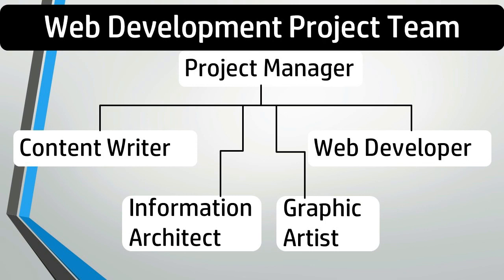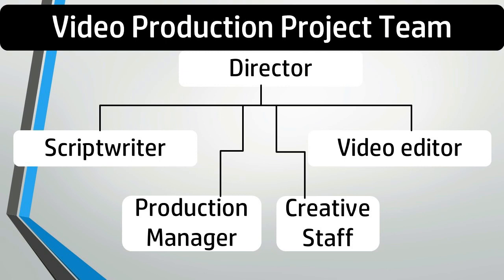Each team member regularly reports the status of their task to the project manager. The project manager then consolidates these reports in order to monitor the current status of the project. In video production, the project manager is called the director. The members under the director are the scriptwriter, production manager, creative staff, and video editor. In video production, note that the video editor is the one who is responsible for producing the raw output or rough cut.